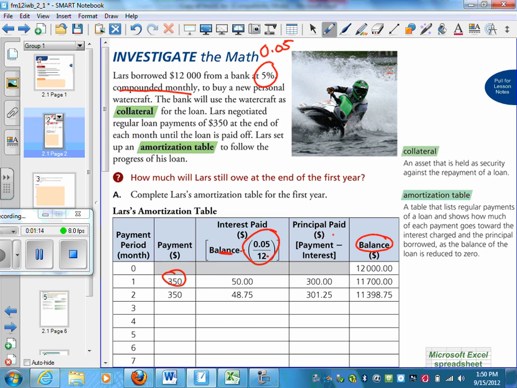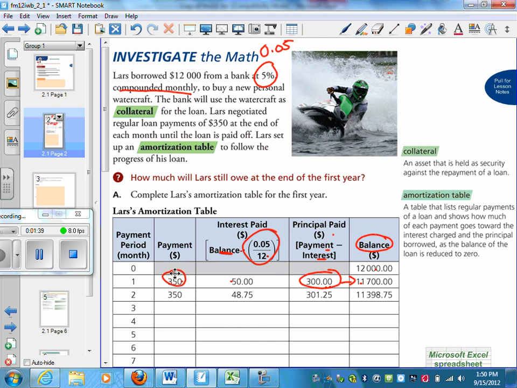His principal paid is his payment minus his interest. So $350 minus $50 of his payment went towards interest, so $300 went towards paying off his balance. So you can see we went 12,000, we subtracted 300 to get 11,700. Okay, so part of his $350 goes towards paying his interest, and part actually goes towards his principal.